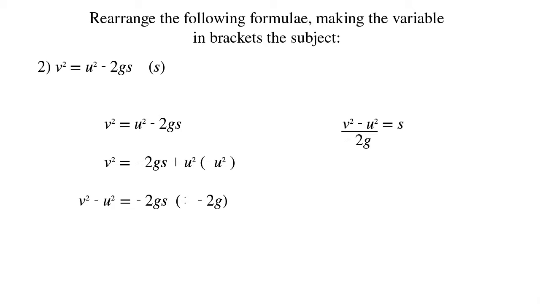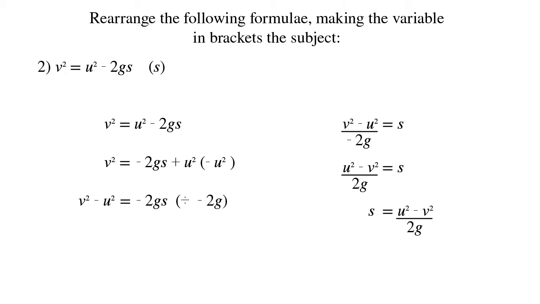Now mathematicians don't like to have a minus sign as the denominator, that is on the bottom of a fraction. So to get rid of this minus sign, we can multiply top and bottom by minus 1. If we multiply the bottom by minus 1, we get 2g, and if we multiply the top, the v squared will become minus v squared, and the minus u squared will become plus u squared. So that gives us u squared minus v squared, all divided by 2g equals s.